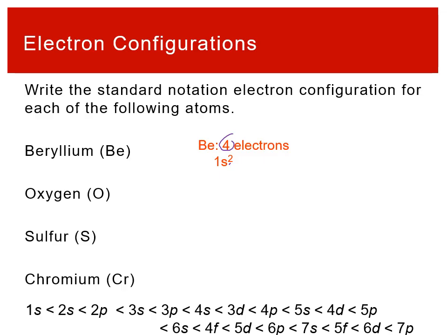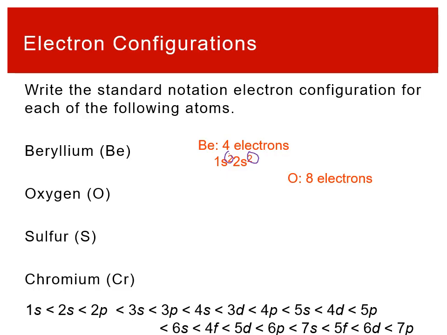So I go to that next highest energy, and that's going to be the 2s. So I'm going to put my next 2 electrons into that 2s subshell. And that 2s subshell can hold 2 total electrons. So now I can see I have the 2 and the 2. Those add together to give me 4. So my 4 electrons of beryllium give me a 1s2, 2s2 configuration.